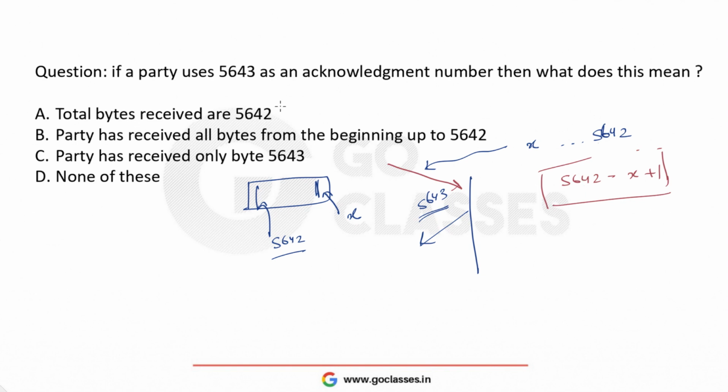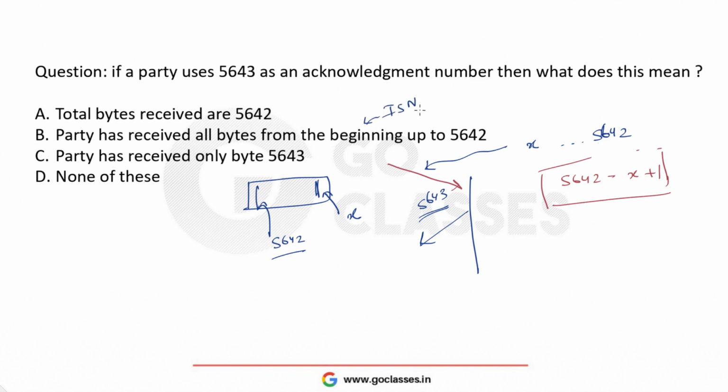But they are saying the total number of bytes is always 5642. That need not be true, right? The party has received all bytes from the beginning up to 5642. Yes, I think this is true. Why? Because from the beginning, I mean, whatever your initial sequence number is, beginning means the initial sequence number.